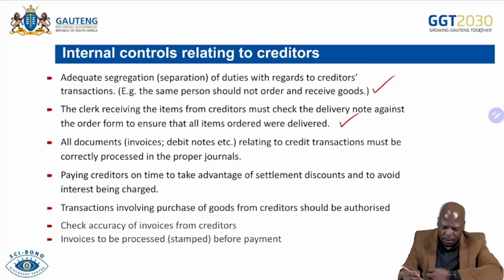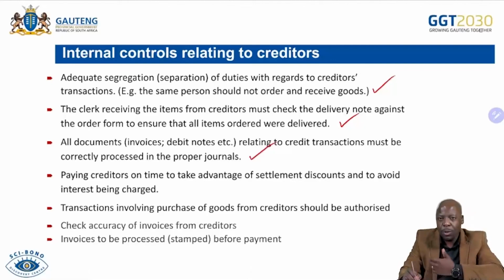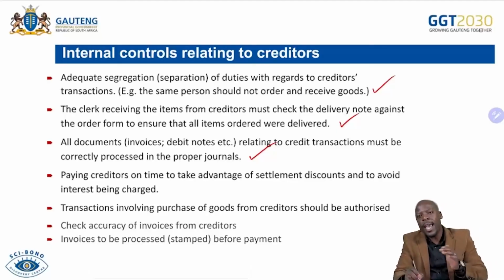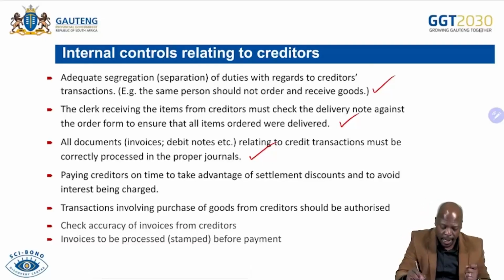All documents, invoices, debit notes, so we're talking about all documents which relate to credit transactions, must be correctly processed in the proper journals. So we're talking about the proper journals. That is, an invoice must go to the CJ. Okay, if you put your invoice in the CAJ, then definitely you are making a huge mistake.